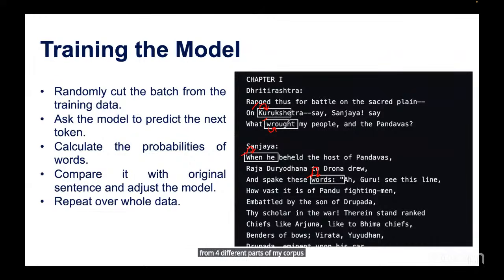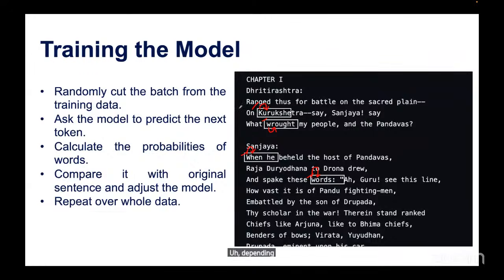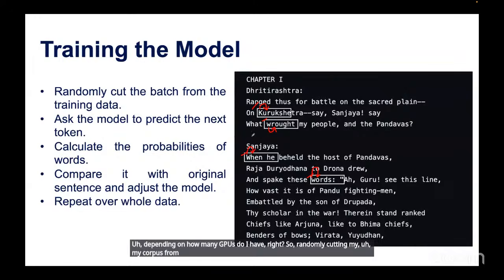So not only am I saying that after Kurukshe T should be the answer, chunking it from here, randomly cutting it from here and asking it to predict, but I am also randomly cutting 4 times in my corpus. And then I can randomly cut it many times, depending on how many GPUs I have, right? So randomly cutting my corpus from different parts, and this will be my batch dimension.